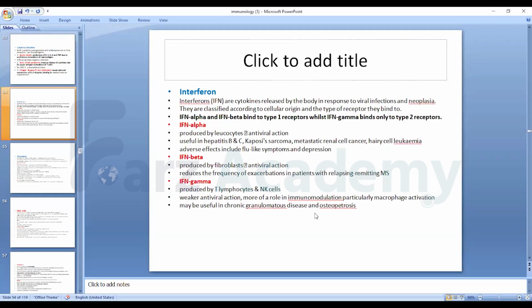Interferon gamma is produced by T lymphocytes and natural killer cells. It has weaker antiviral action, more of a role in immunomodulation, particularly macrophage activation, and may be useful in chronic granulomatous diseases and osteoporosis. Interferon beta, you have to remember, is used in relapsing remitting multiple sclerosis treatment.